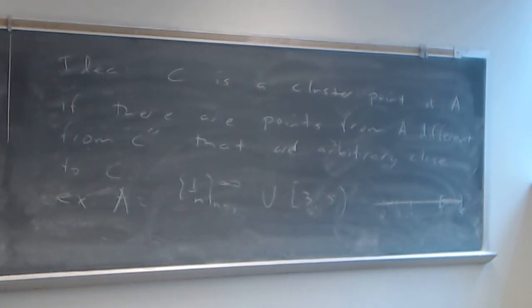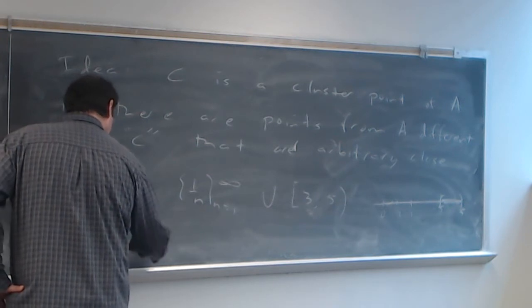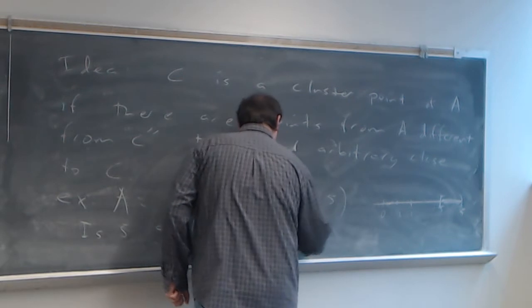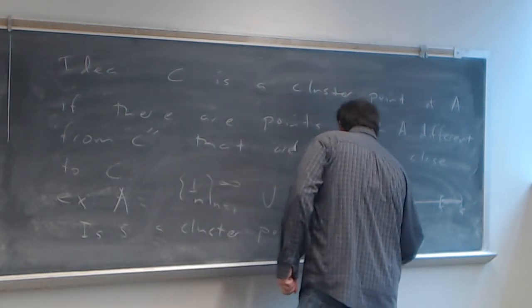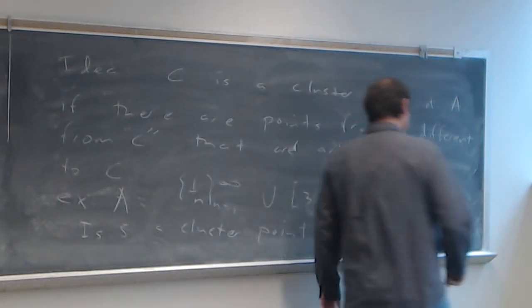And here's the first question I want to ask you. Is 5 a cluster point of A? What does it mean to be a cluster point? It means that it's a number such that no matter what distance you give me about that number, no matter what delta you give me about that number, I can find something from A within that distance of 5 in this case that's in A but not equal to 5.